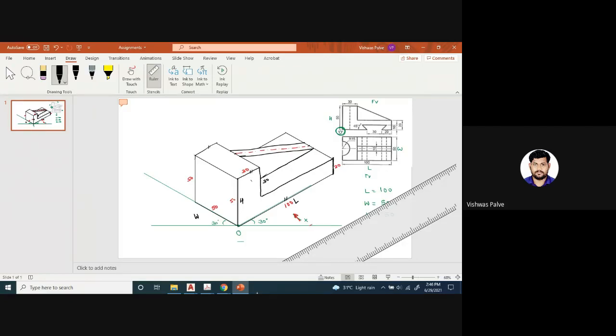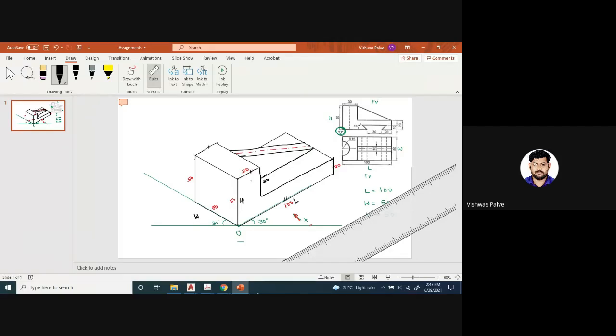What we are doing: 2 views are given, and with those 2 views we are converting into isometric. The 3D problem. Now we want to draw this slot. Up to here, any difficulty? Can you draw this on paper? Can I continue further? Yes, sir. Now I want to draw this slot. How much is the slot thickness? It is 20 millimeter from this edge, and the lower end is 30 millimeter, right?